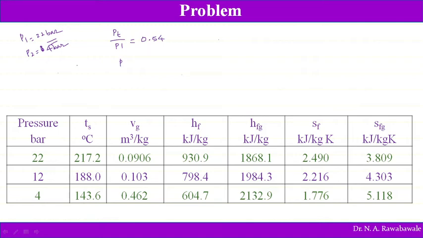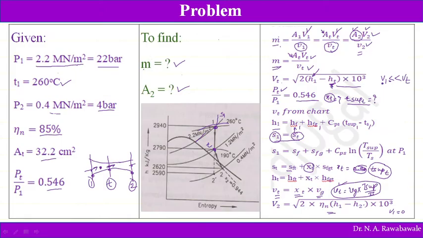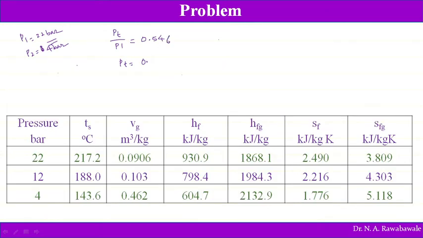So here PT is equal to 0.546 into 22 bar. This works out to be approximately 12 bar. So the pressure at throat is 12 bar. Once we know the pressure at throat, 12 bar, pressure at inlet and pressure at exit, the properties from the steam table are taken here. These are the properties at inlet, that is at point 1, these are the properties at point 2, and these are the properties at throat. Throat pressure is 12 bar.